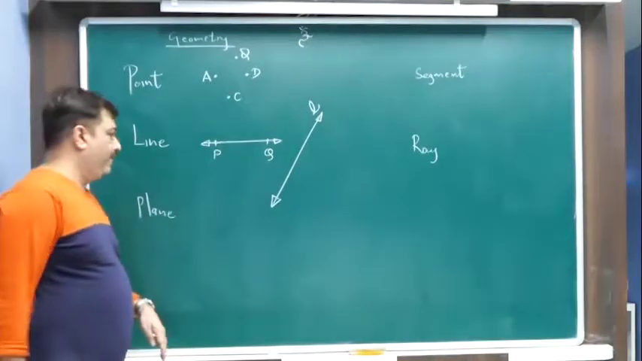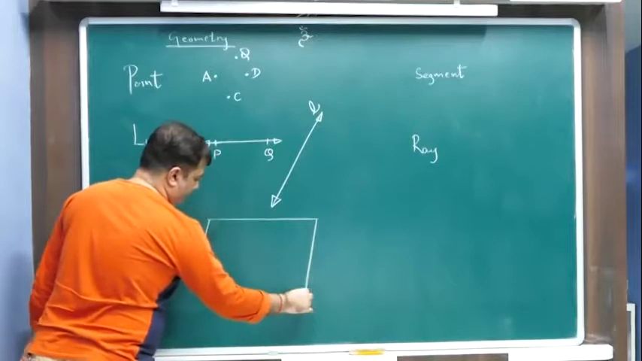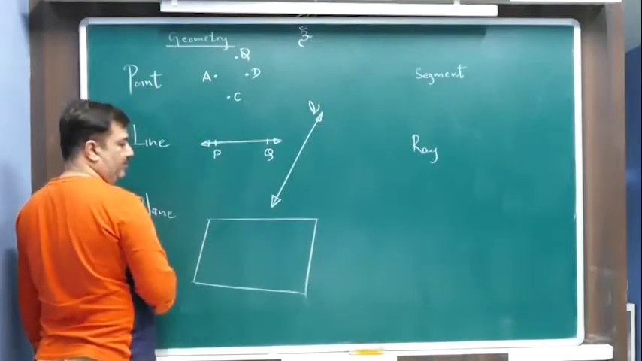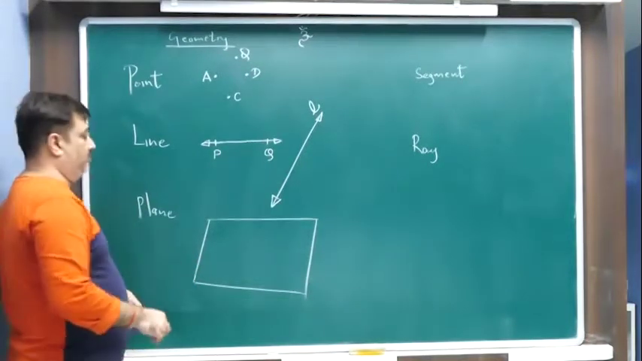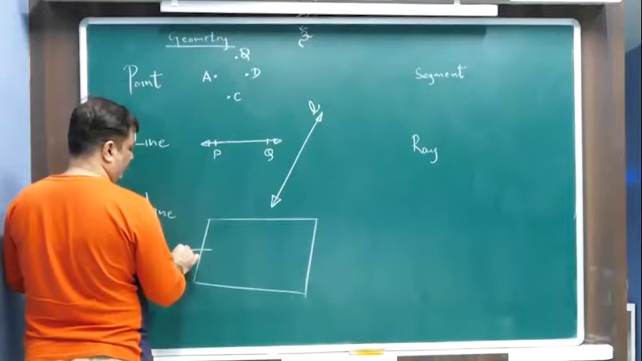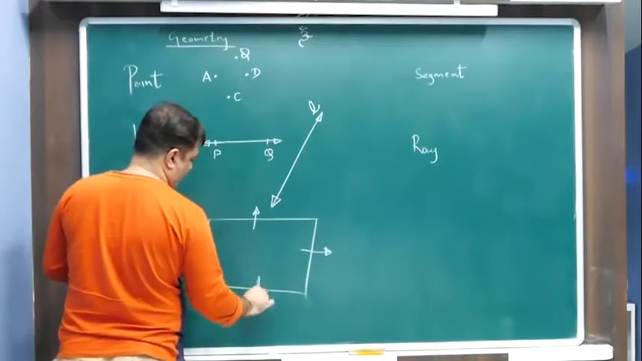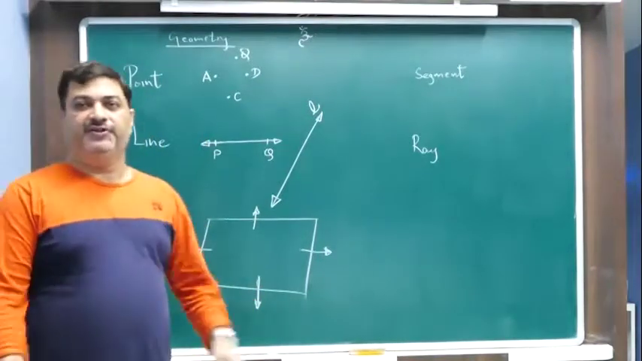Understood what is a plane? So, how do I represent a plane? I represent a plane by a four-sided figure like this. Okay? By a four-sided figure like this. But this is not complete. You have to have... this is the complete representation of a plane.